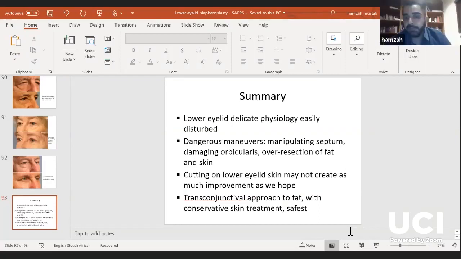Oftentimes, these complications happen because the patient goes home and develops the complication unaware of what's needed to come in, because they may still be anesthetized or whatever it is. So it's important for them to know the warning signs, like increasing pain, to check, and if they notice any loss of vision, that they should present as soon as possible.